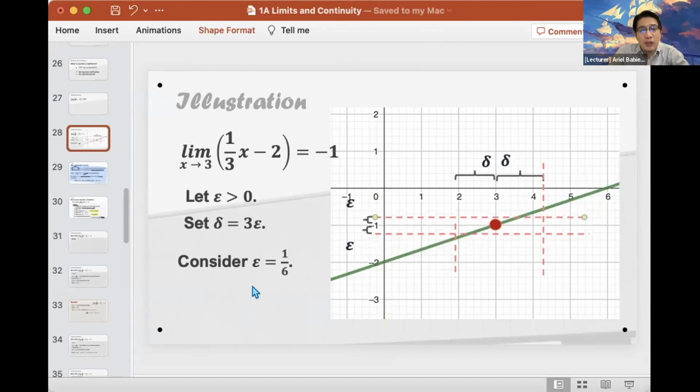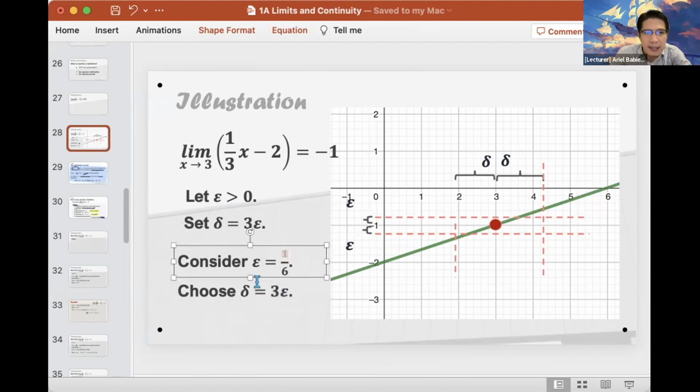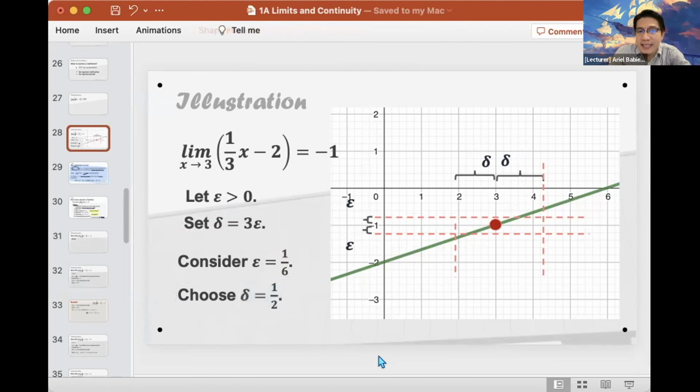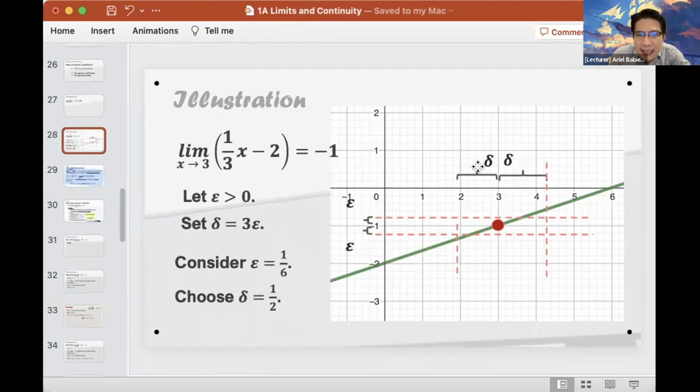Okay, if we want epsilon to be 1/6, according to our prior computations from the general case, we have to choose delta to be thrice of epsilon, and thrice of 1/6 is 1/2. So our delta should be 1/2. Okay, I hope you got that. Did you follow? So this delta here should be just 1/2.